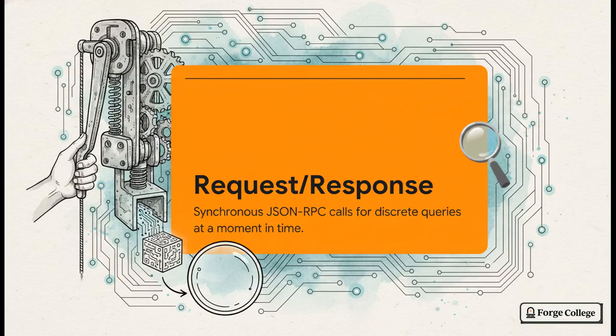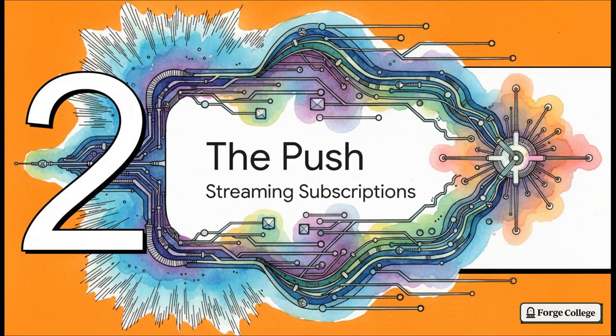These are your synchronous JSON-RPC calls for discrete queries at a very specific moment in time. Think of something like getBalance. I want you to imagine a heavy mechanical pull cord lever. You walk right up to it, you pull the lever once, and exactly one piece of data pops out. Clunk. It's incredibly simple. From your client's perspective, it's super predictable, and it perfectly aligns with idempotent read operations. You ask a precise question about the state of the chain right now, and you get a precise answer. Boom. Done.